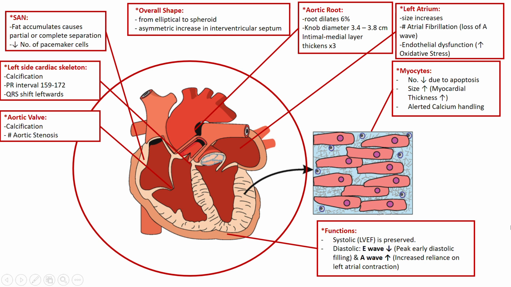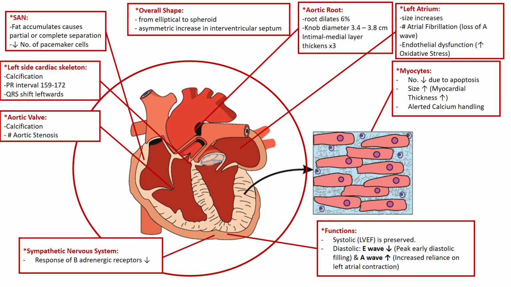And you can see a sequence here. First, E wave decreases, which means decreased peak early diastolic filling, and the heart doesn't fill completely with blood before contraction. So this puts an extra load on the left atrium, which leads to increased A wave and increased reliance on the left atrial contraction and increased size of the left atrium. Later on, when the left atrium loses its control or is not able anymore to function properly, it will present with loss of the A wave, which is complicated with atrial fibrillation.